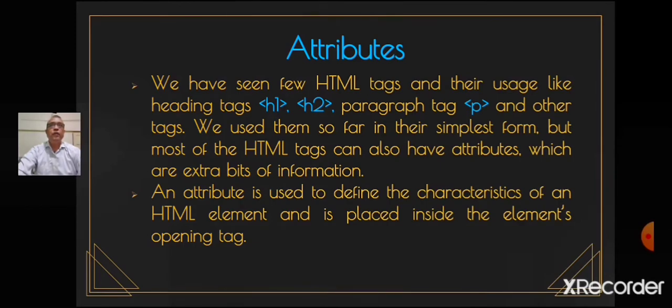We have seen a few HTML tags and their usage, like heading tags H1, H2, paragraph tag P and other tags. We used them so far in their simplest form. But most of the HTML tags can also have attributes, which are extra bits of information. An attribute is used to define the characteristics of an HTML element and is placed inside the element's opening tag.